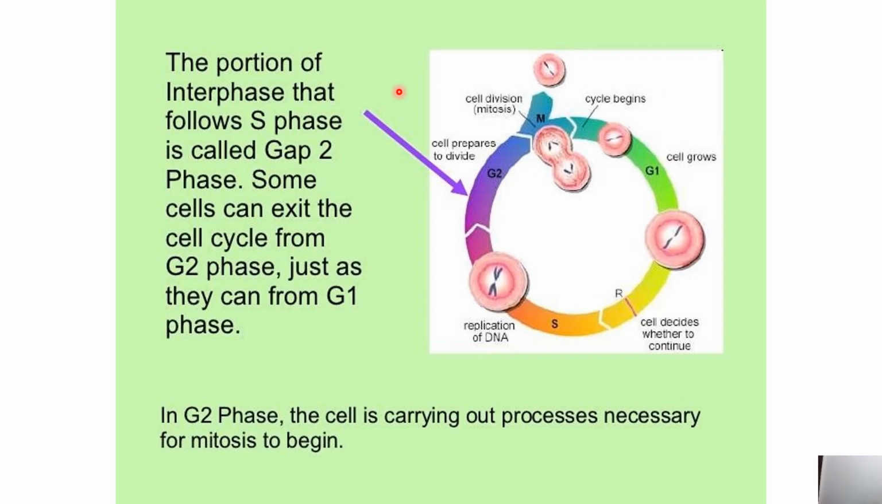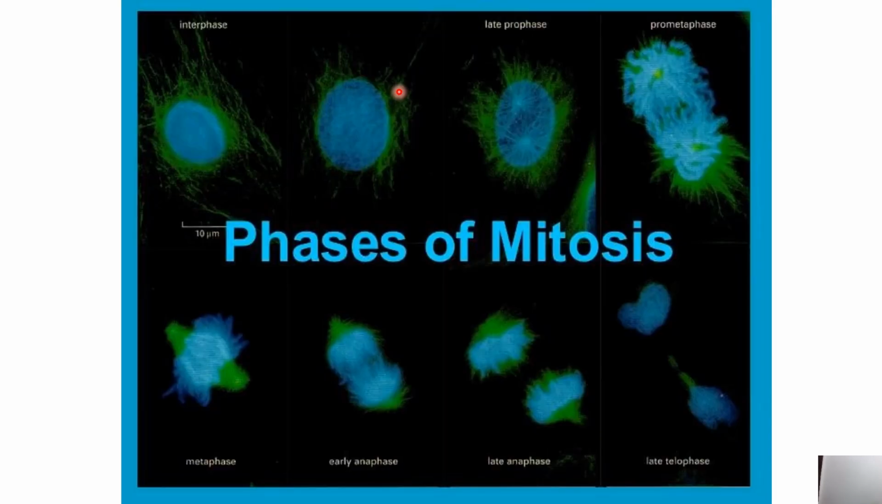So the portion of interphase that follows S phase is called gap 2 phase. Some cells can exit the cell cycle from gap 2 phase just as they can from G1 phase. In G2 phase, the cell is carrying out processes necessary for mitosis to begin.